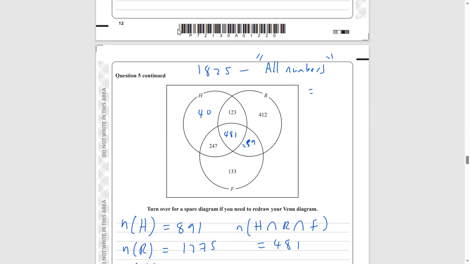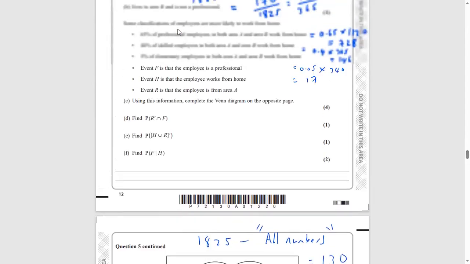1,825, take away 40, take away 123, take away 481, take away 247, take away 133, take away 259, take away 412. Have I missed any out? 1, 2, 3, 4, 5, 6, 7. 1, 2, 3, 4, 5, 6, 7. Yeah, so we get 130. So 130 employees do not either work from home, live in area A, or are professionals. So that's our Venn diagram completed there. Okay, great.